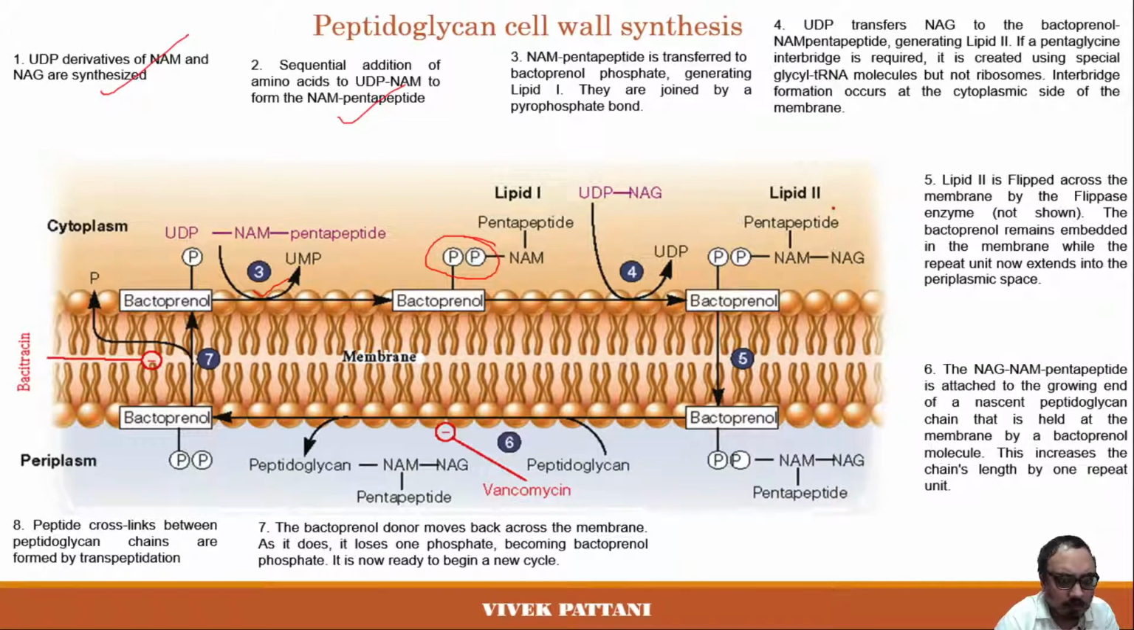Now in lipid 2, NAG will be joining the NAM, which is joined with the bactoprenol phosphate with the help of pyrophosphate bonds. Lipid 2 is flipped across the membrane by the enzyme flippase. This bactoprenol complex with NAM, NAG as well as pentapeptide will be passed on to the other side of the membrane with the help of the enzyme flippase.